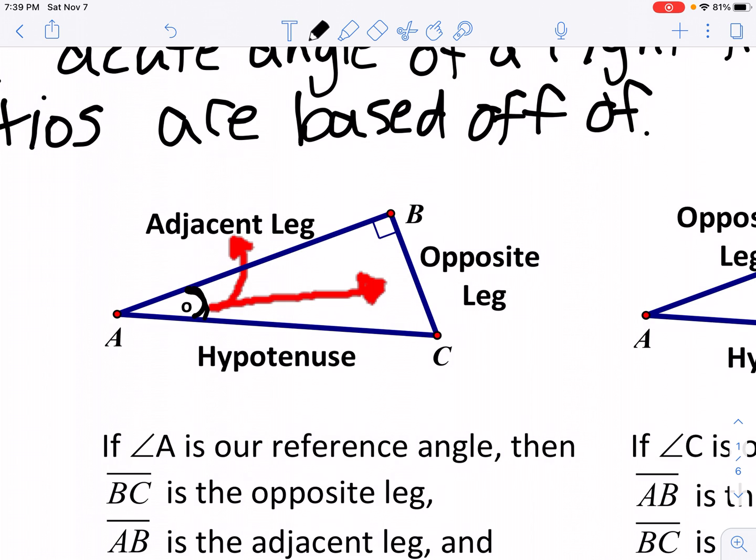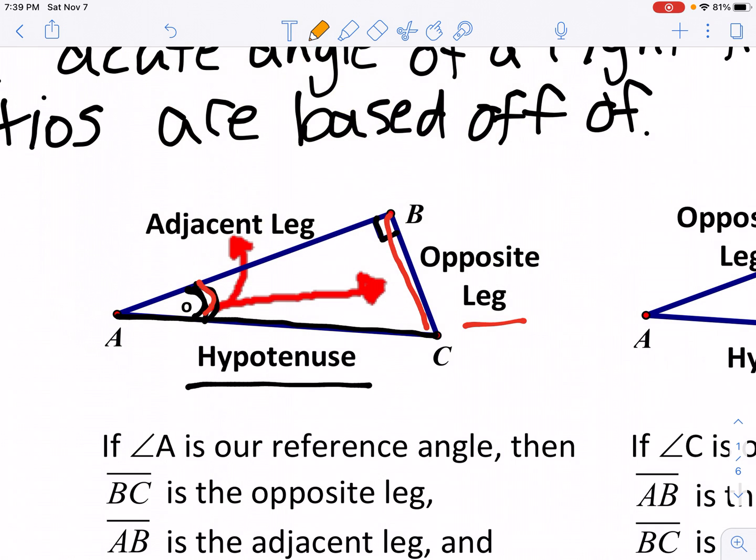So if we call this the reference angle, then in our right triangle, remember the side opposite the right angle is always going to be the hypotenuse. So AC here is the hypotenuse. The side opposite this angle is going to be the opposite leg, because it's opposite our reference angle.